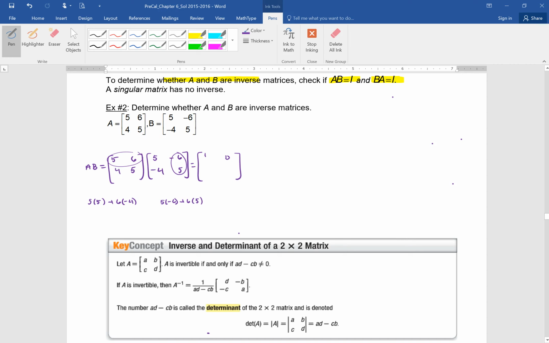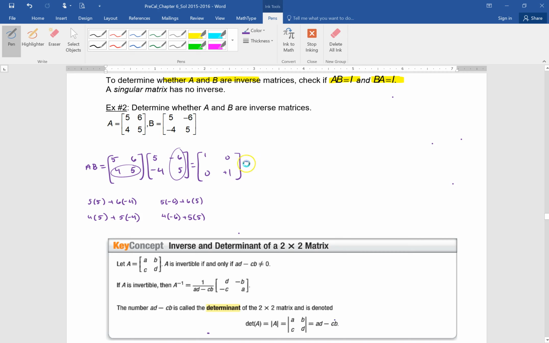Now, the second row. Row 2, column 1. It's 4 times 5 plus 5 times negative 4, 0. Okay? Next one, I get row 2, column 2. 4 times negative 6 plus 5 times 5. What do we get? Positive 1. So look at that. I got the identity matrix back.